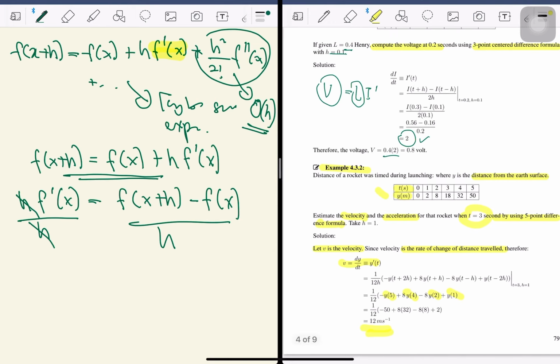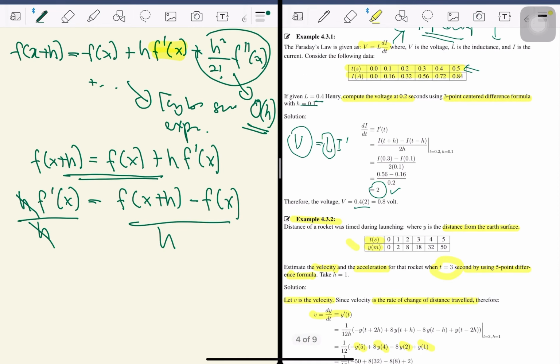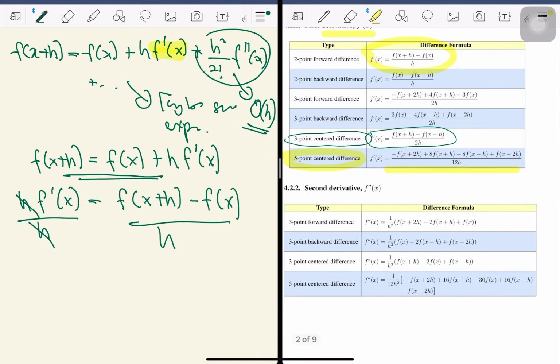So the next one is for acceleration. We know that acceleration is the rate of change of velocity. So now we have y double prime, which means it is changed to the second derivative. But we would still like to use the 5-point difference formula. So we take a look back at the second derivative. The 5-point centered difference will be this one.